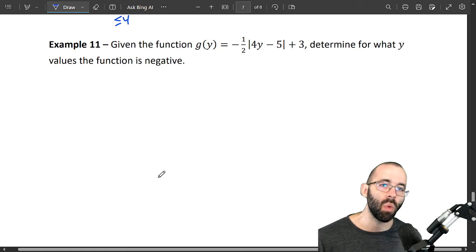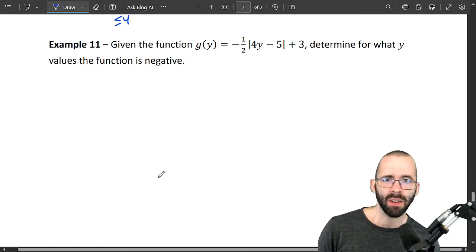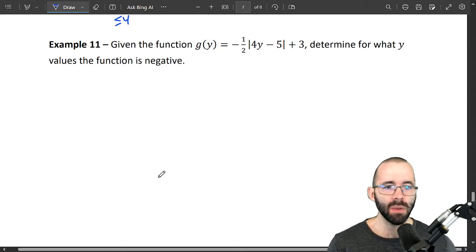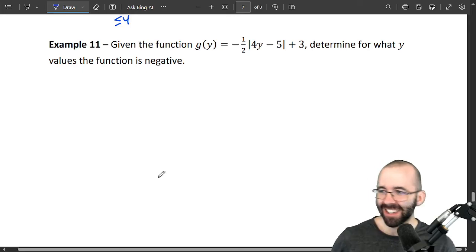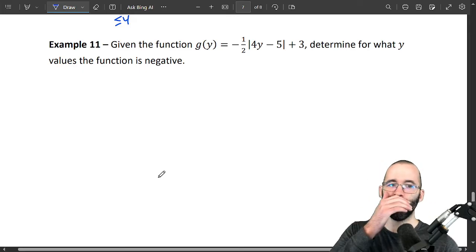Given this function, g of y, maybe y is year. Y can be input. Why not? Why not? I need the soundboard with the laugh track.